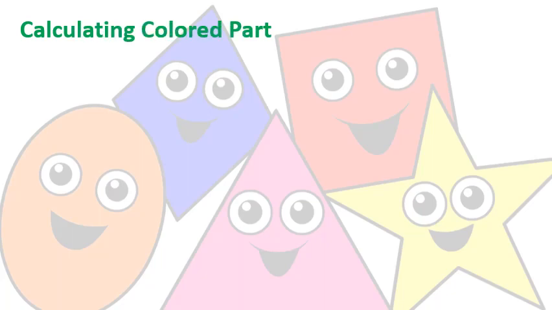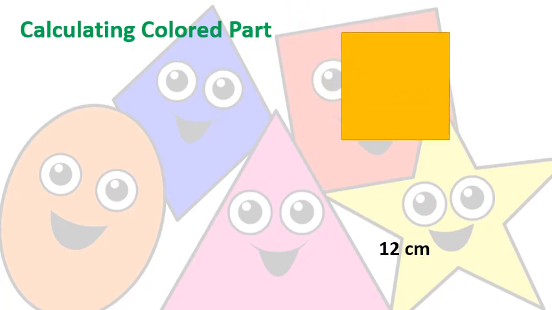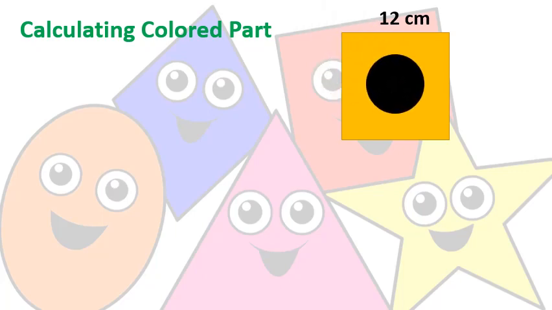Another example in calculating colored part. So now we have this. This is a what? This is a square. We said square, we have 4 equal sides. Each side equals 12 centimeters. Inside it, what do we have? We have a disc. In the disc we have radius 3 centimeters, and we said the pi is always 3.14.